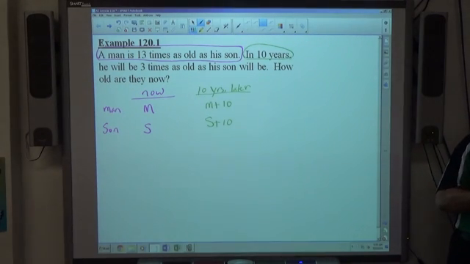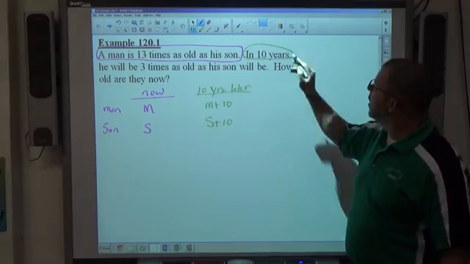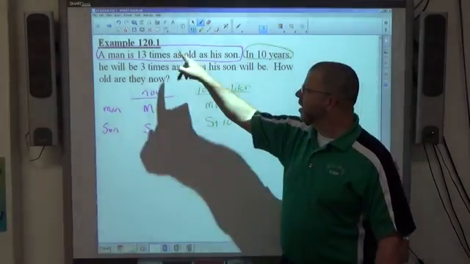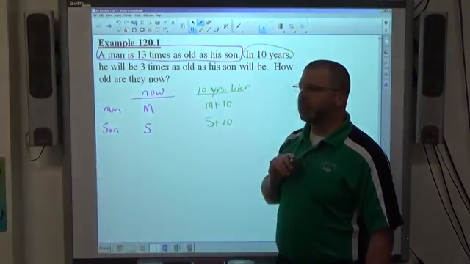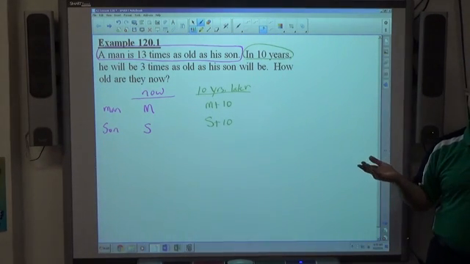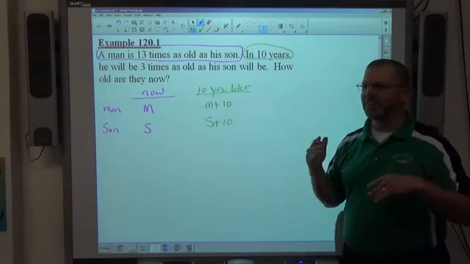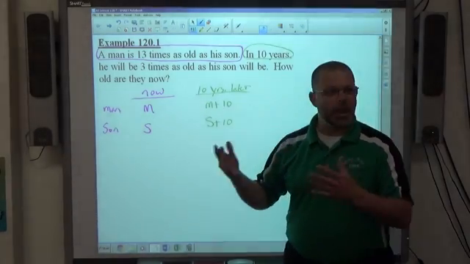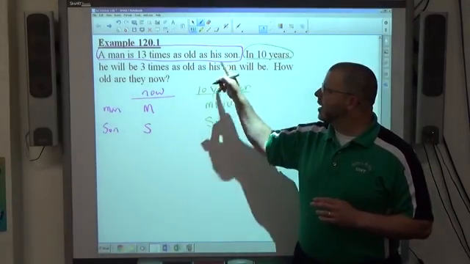I need to start writing equations based on facts in the problem. So the purple fact: right now a man is 13 times as old as his son. Who's older? The man, obviously, right? If the son's older than the man, we got some weird thing going on here. So the man's older than the son. 13 times as old as the son.